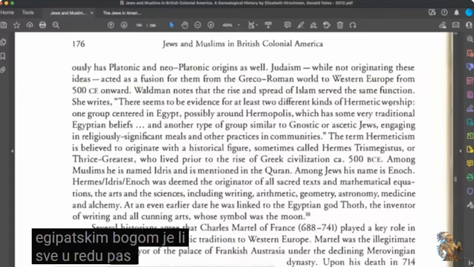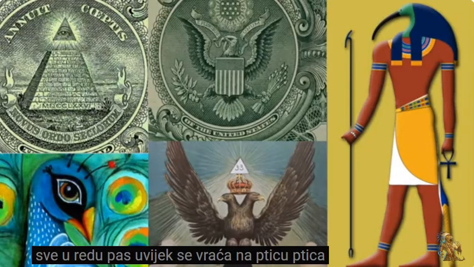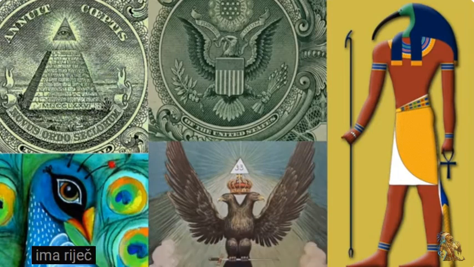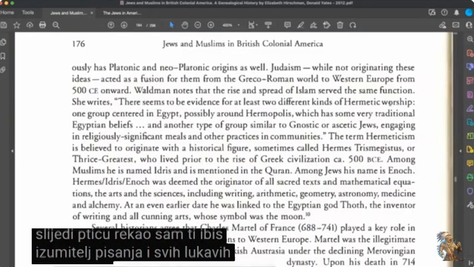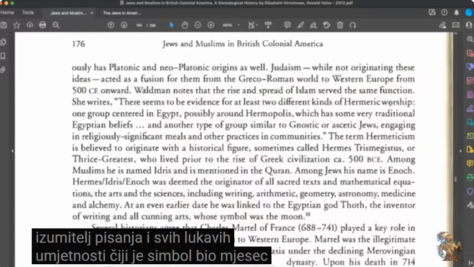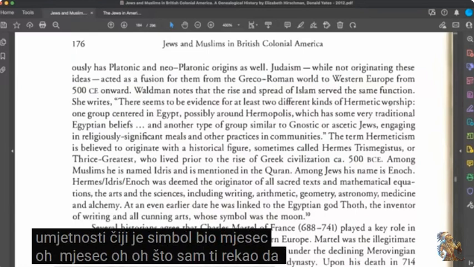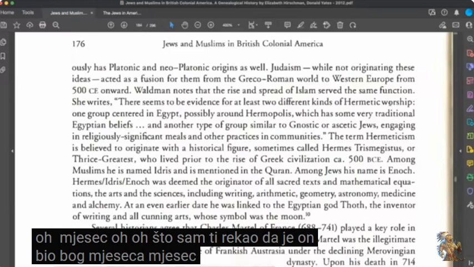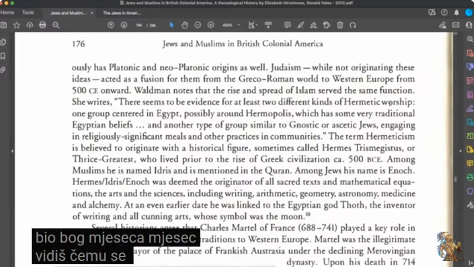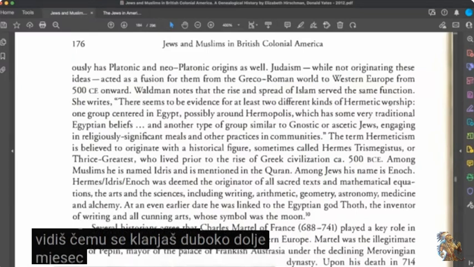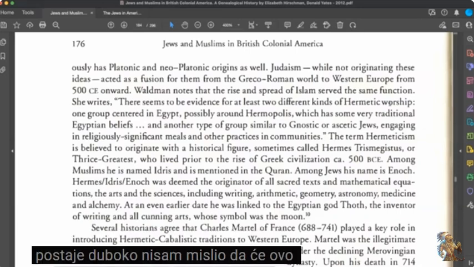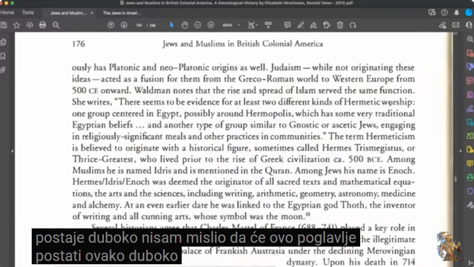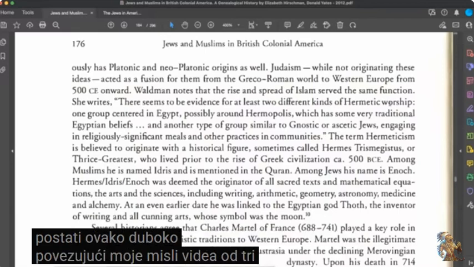All right, Thoth. It always goes back to the bird. The bird has the word. Follow the bird. I told you, the Ibis, the inventor of writing and all cunning arts, whose symbol was the moon. Oh, the moon. What did I tell you? He was the moon god. Moon. You see? What you're worshiping deep down. Moon. It gets deep. I didn't think this chapter was going to get this deep, correlating my thought videos from 3 or 4 years ago.